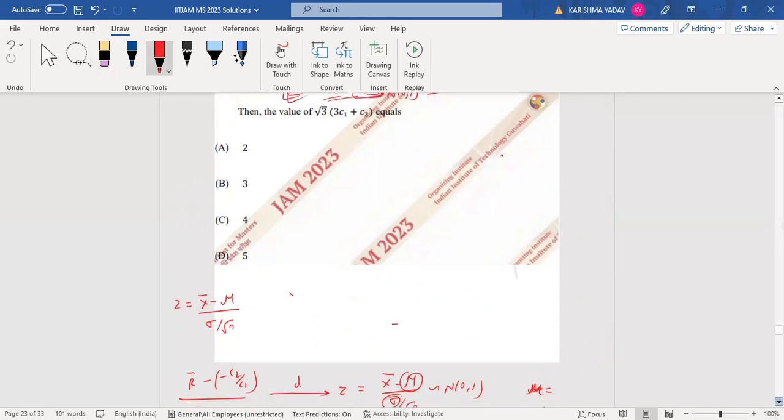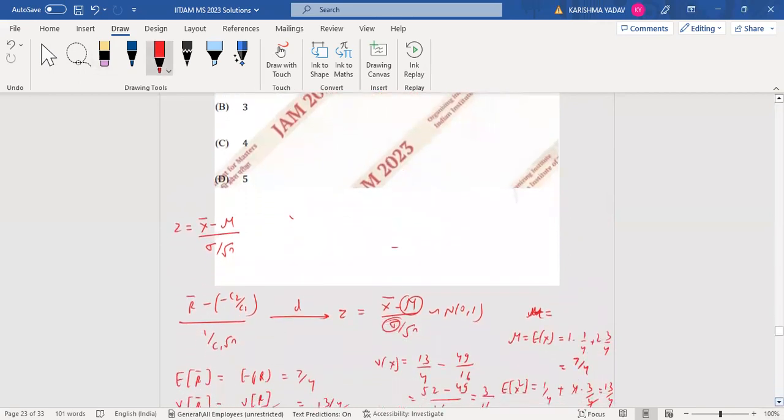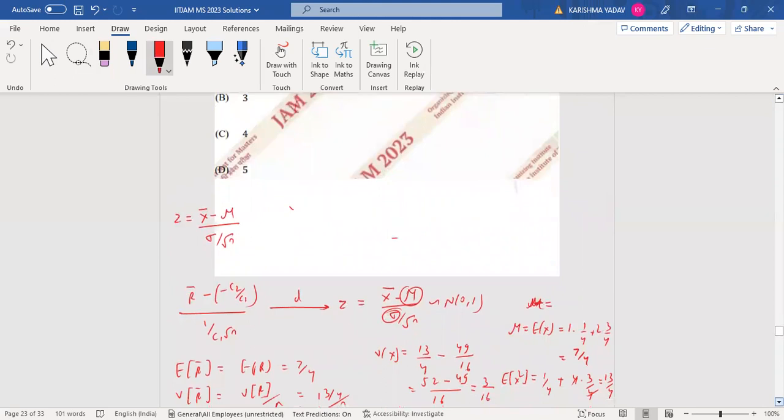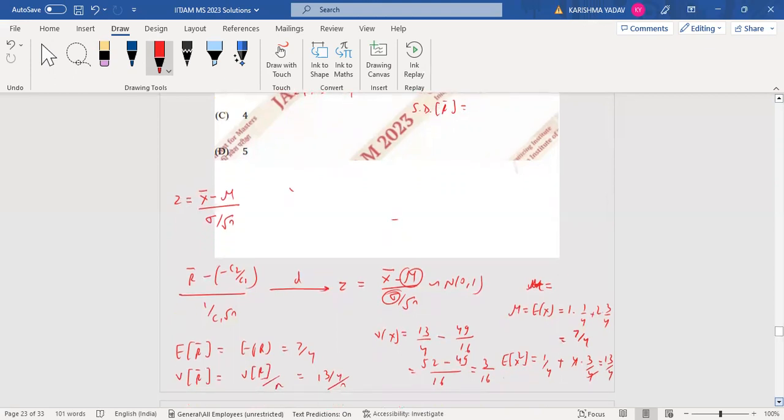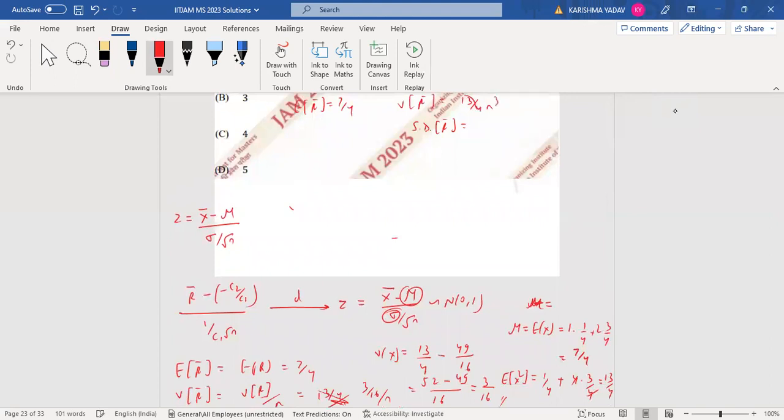So what do we have now? We have expectation of r bar as 7 by 4 and variance of r bar as 13 by 4n. And what will be the standard deviation of r bar? That is root 13 by 4. Oh, it is not 13 by 4, it is 3 by 16. I have read this wrong. 3 by 16 by n. This will be root 3 by 4 root n.